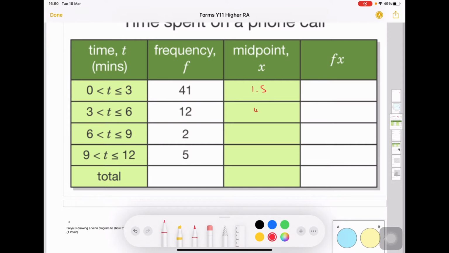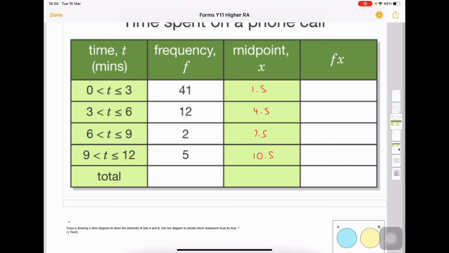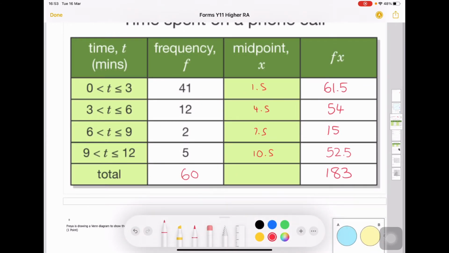1.5, 4.5, 7.5. I'll use a calculator to complete this table. So just to explain what I did, I worked out the fx value by multiplying each f, so each frequency, by its corresponding midpoint. So 41 multiplied by 1.5 is 61.5, and so on and so forth. So the totals are 60 and 183.